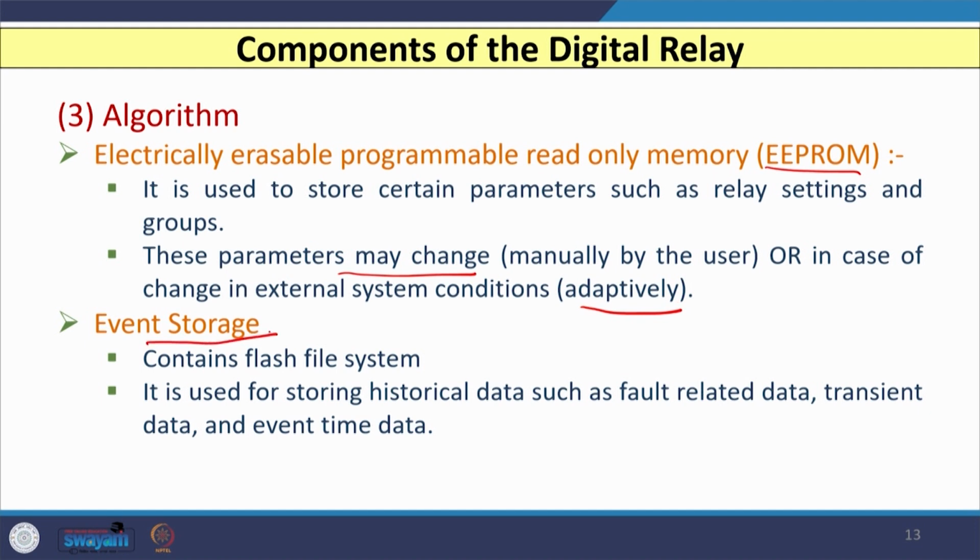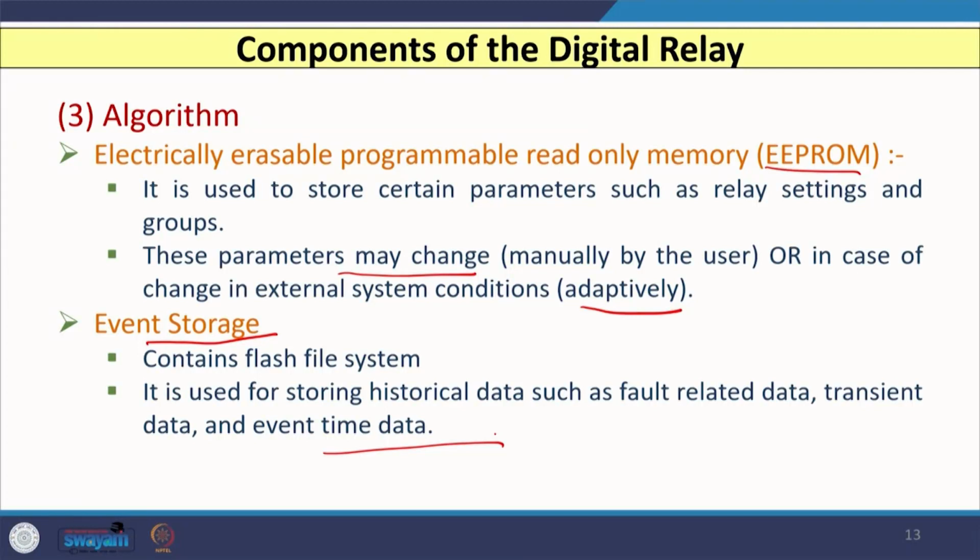This contains a flash file system, and normally it is used to store the historical data. Let us say we want to store the fault current data of all the 3 phases R, Y, B. Let us say we want to store or find out what harmonics are present, at what instant transients are available, what is the inception time of fault. So, all those things are stored in the event storage block.